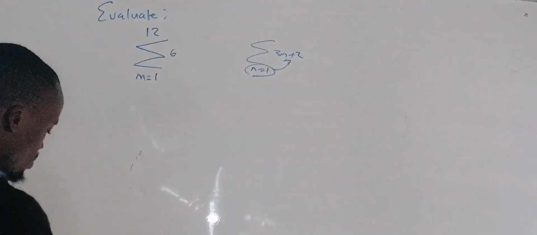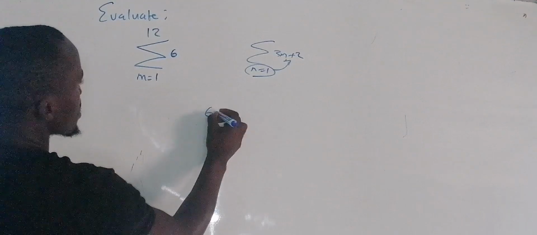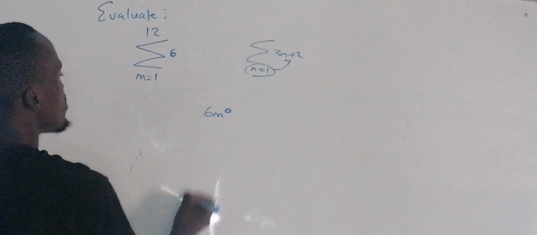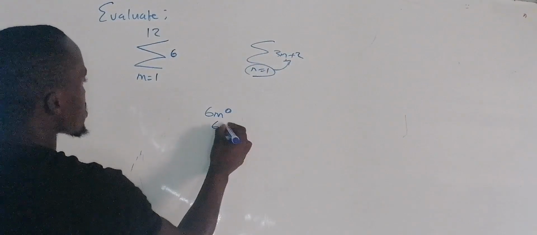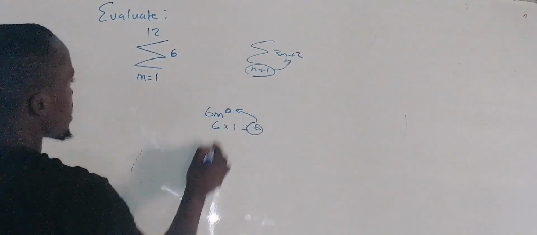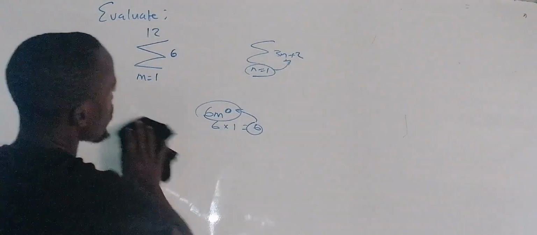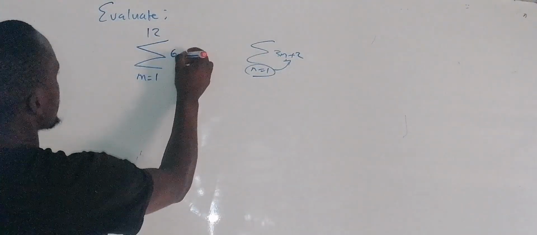The n. Meaning that this 6 can be written like this, n to the power 0. You know that all the bases to the power 0, it's always 1. So it's 6 times 1, which is 6. So this thing can be written like that. Therefore, 6n to the power 0 is our general formula. Then they want us to do what? To calculate.